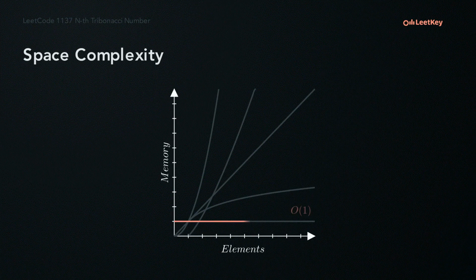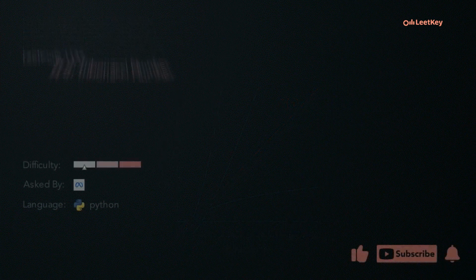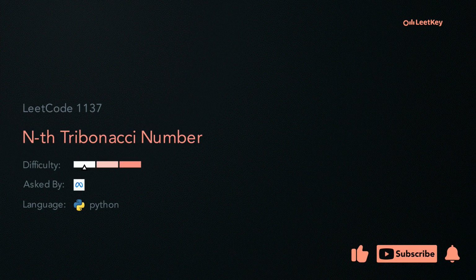The space complexity for this implementation is static, since we don't create data in proportion to any loops. The time complexity for this implementation is linear, since we iterate up to n once without any additional loops. That was how to solve LeetCode problem 1137, nth Tribonacci number.